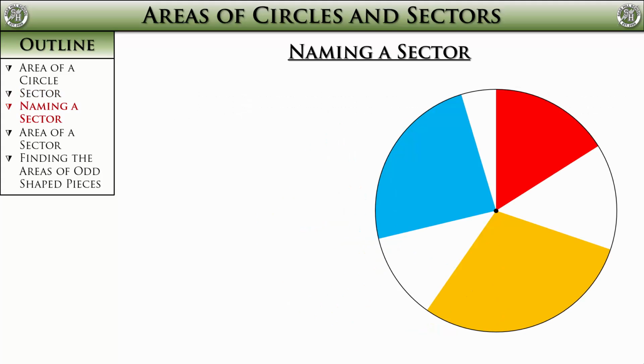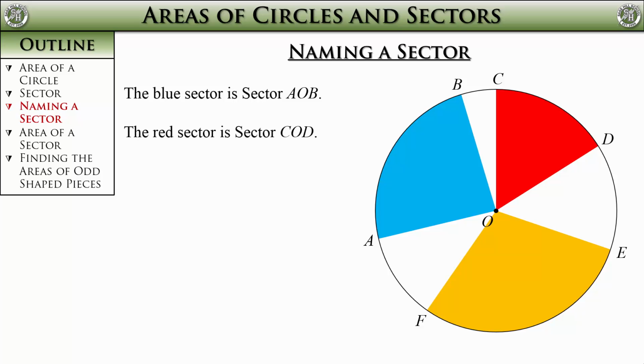Now clearly we need to call sectors something, so we need to be able to name them. In order to make that work, I need to label the endpoints of our arcs here and also the center of the circle. With these labels in place, I can now name the sectors. The name of the sector is kind of like naming an angle. You start at one edge, go to the center, and then go to the outer edge. So for example, the blue sector would be named sector AOB. The red sector is sector COD, and the orange sector is sector EOF. That's how you label and name sectors.